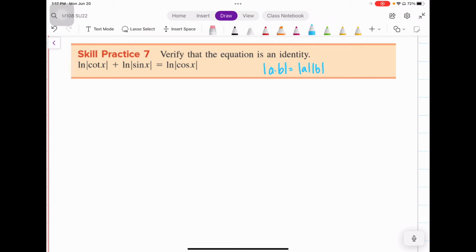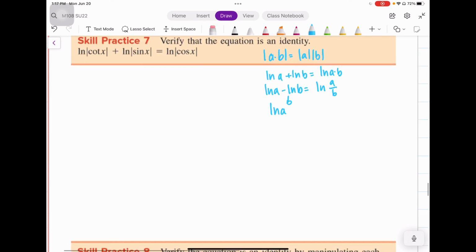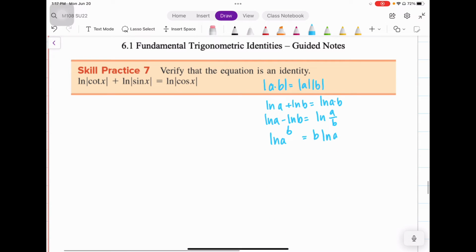And in terms of natural logs, or logarithms in general, addition can be condensed into multiplication, subtraction being condensed into division. The natural log of A plus the natural log of B is the same thing as the natural log of A times B. The natural log of A minus the natural log of B is the same thing as the natural log of A over B. And the natural log of A to the B power is the same thing as B times the natural log of A. Those are the common logarithm laws, and remember, logarithms are inverses of exponentials, and that's where those laws come from.